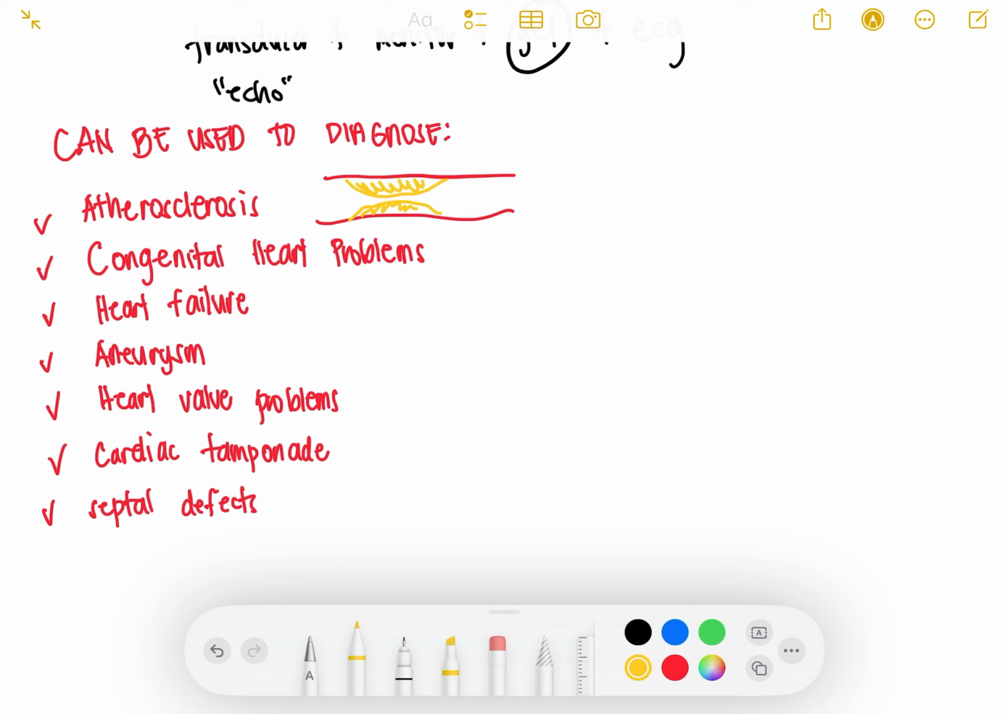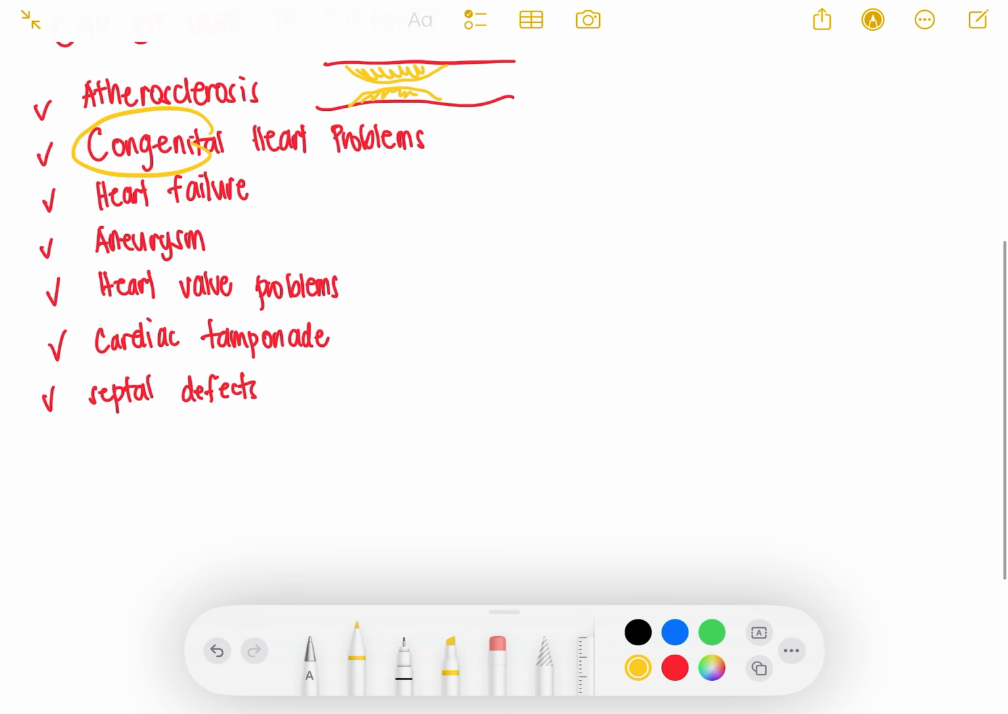Next, you have congenital heart problems. When you say congenital, this refers to problems that have developed during pregnancy. Okay, habang fetus pa lang si baby or habang nagde-develop siya inside the mother's womb, that is when the problems occur. So that is congenital heart problems. Next, you have heart failure. What is heart failure? Basically, this happens when the heart becomes too weak. Okay, masyado siyang mahina, hindi siya nakakapag-pump ng blood ng maayos.